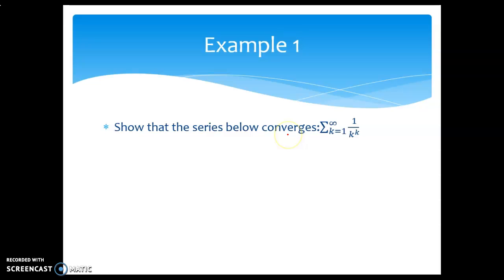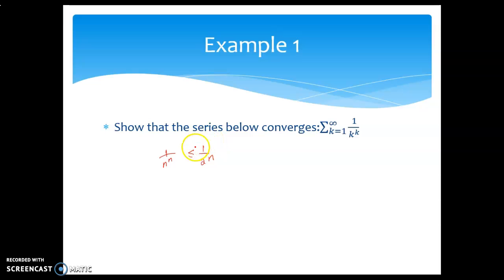So in an example, now we are using the convergence test. We want to come up with a series that is always less than or equal to this series for all values of k. So we would say 1 over n raised to the power of n is always less than or equal to 1 over 2 raised to the power of n.